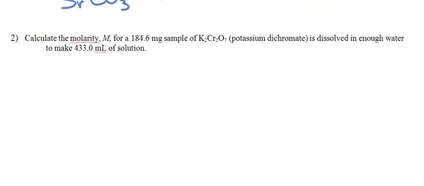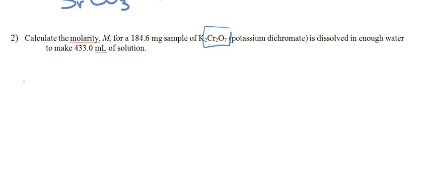All right, number 2. Calculate the molarity for a 184.6 milligram sample of potassium dichromate. Dichromate, the Cr2O7 with a -2 charge, that's not one of your 10 polys. Don't have to worry about it. It's dissolved in enough water to make 433 milliliters of solution.